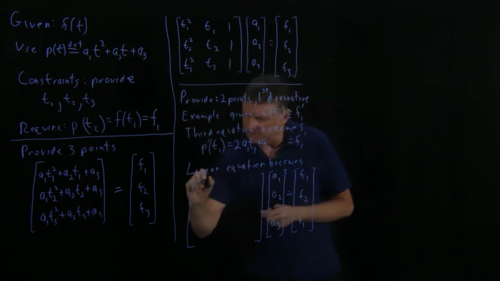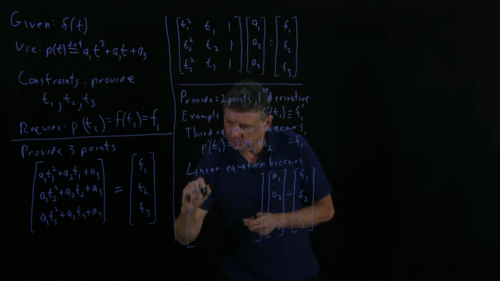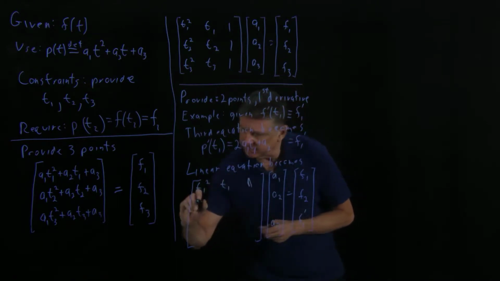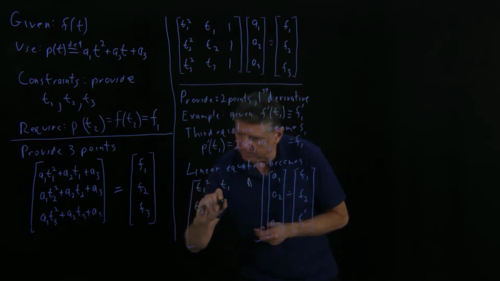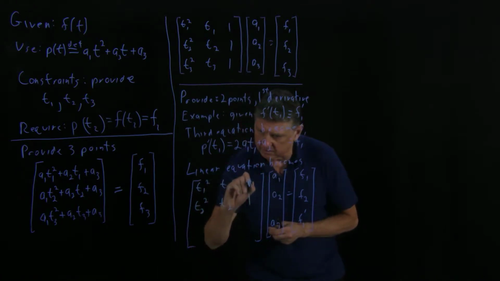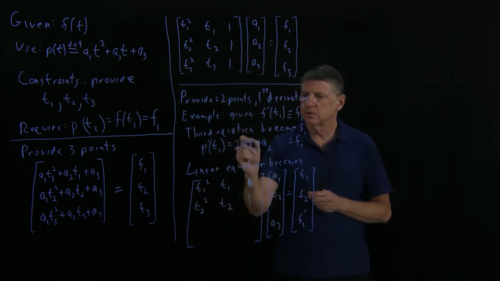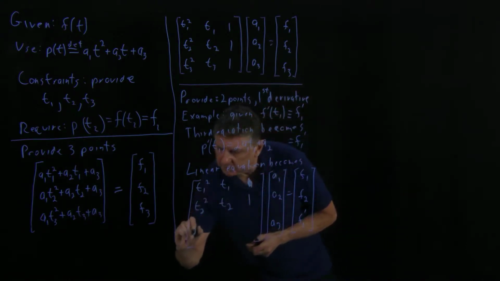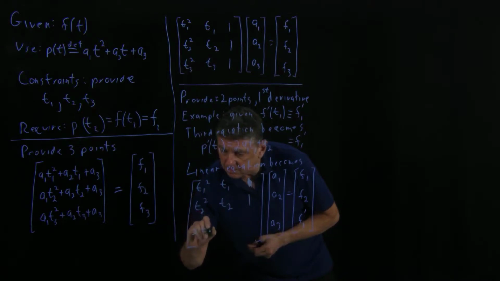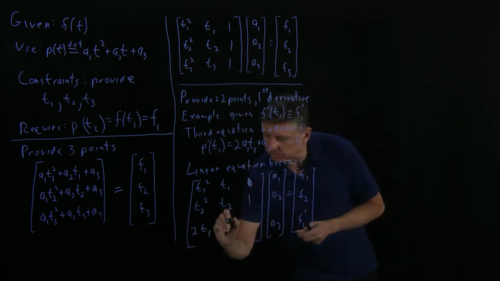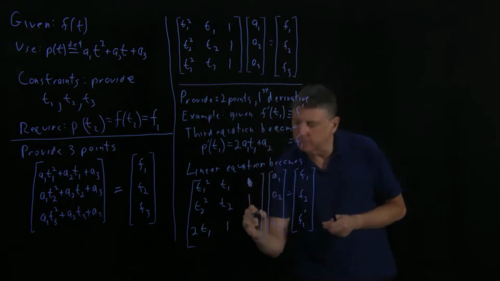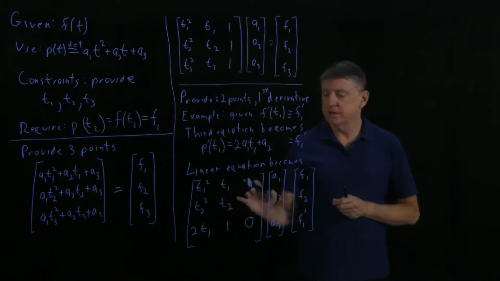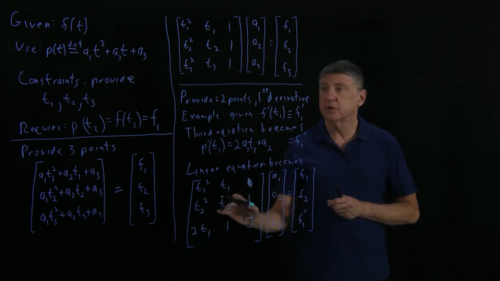That is, I still need the coefficients for this. And the first two rows are unchanged, so that will be T1 squared, T1 and 1. That will be T2 squared, T2 and 1. And now I replace this third row with this constraining equation, and that will be 2 times T1. A2 will be multiplied by 1, and A3 will be multiplied by 0. And again, if you wish, you can ask, under what conditions are these non-singular?